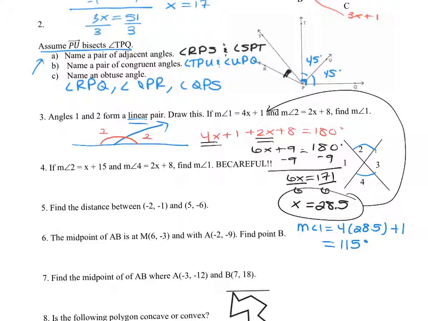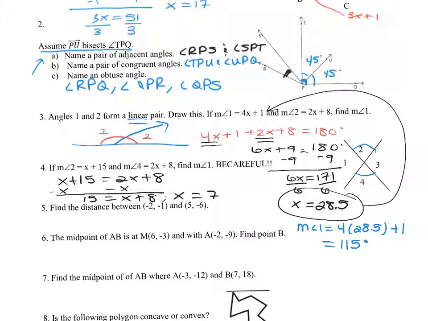Therefore, I do what to solve for x? What do I do? Yep, set them equal to each other. Since they're across from each other, I'm going to set them equal. x plus 15 equals 2x plus 8, and then solve. Subtract x, subtract x. 15 equals x plus 8, and of course subtract 8 on both sides, and you get x equals 7.